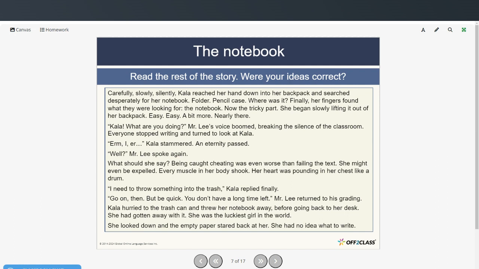Mr. Lee returned to his grading. Kayla hurried to the trash can and threw her notebook away before going back to her desk. She'd gotten away with it. She was the luckiest girl in the world. She looked down, and the empty paper stared back at her. She had no idea what to write.